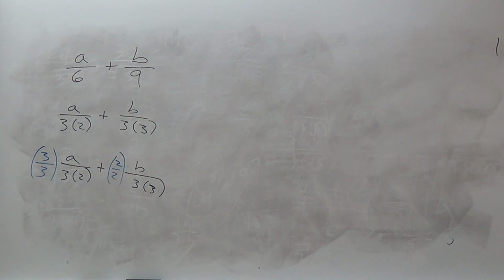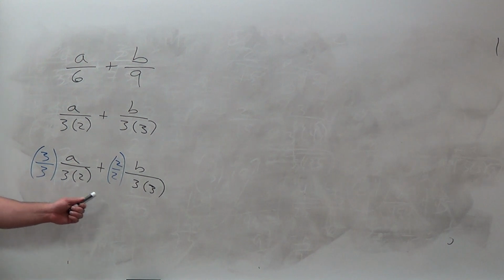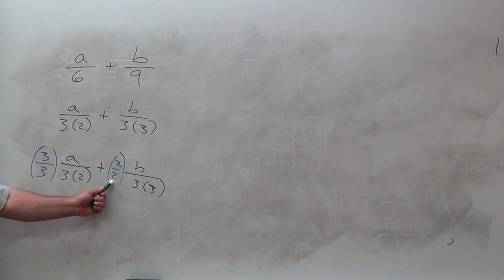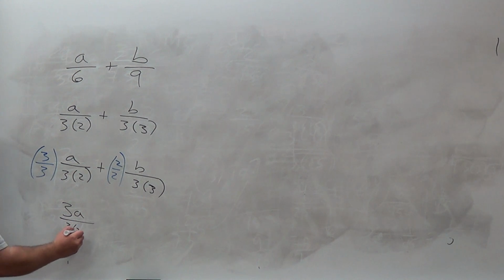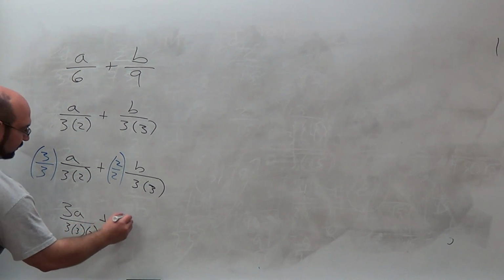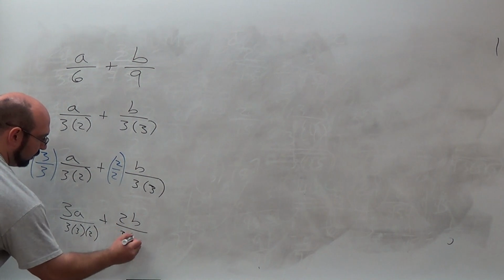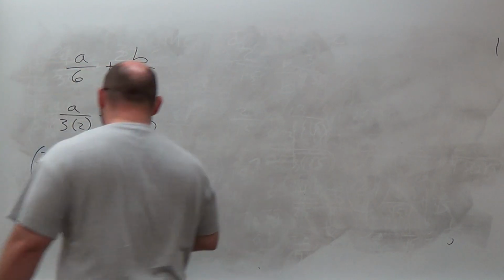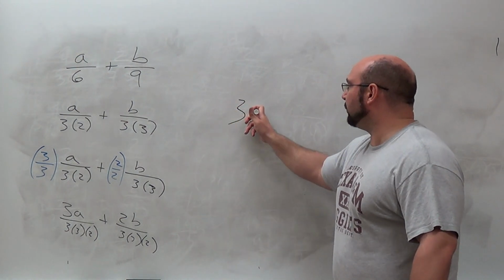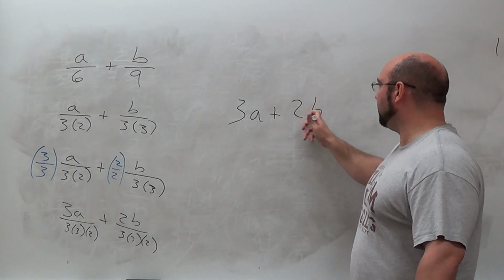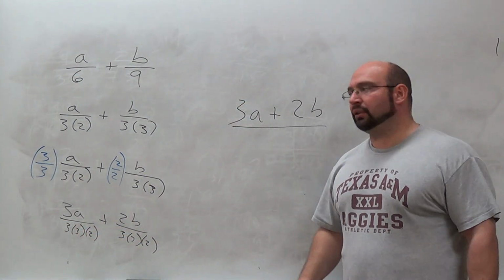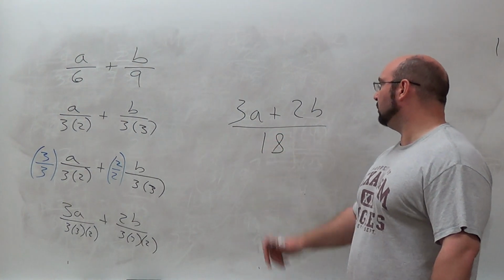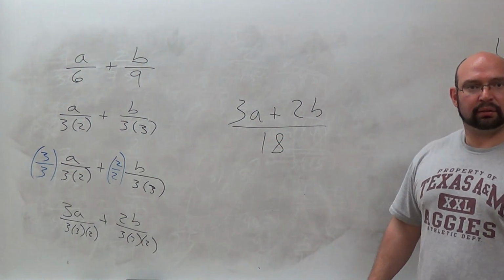So notice, this is going to give me 3, 3, 2, 3, 3, 2. Right? So I multiply up, this is going to be 3A over my 3, 3, 2 plus 2B over my 3, 3, 2. So at the end, I'm going to have 3A plus 2B over, well, I know 3 times 3 is 9, right? 9 times 2, 18, right? Is everybody with me on that?